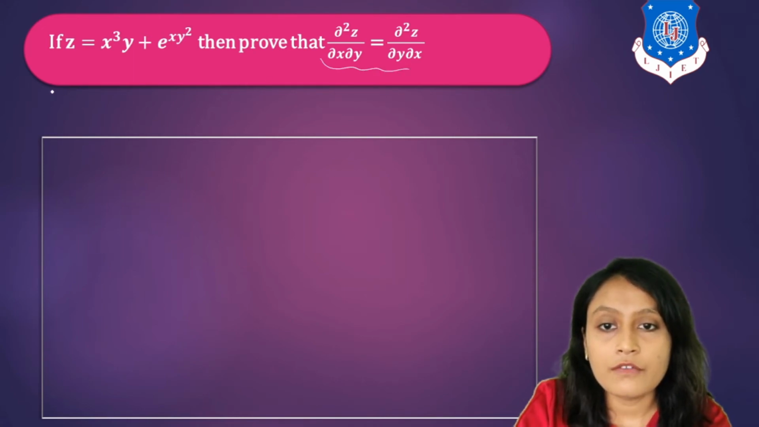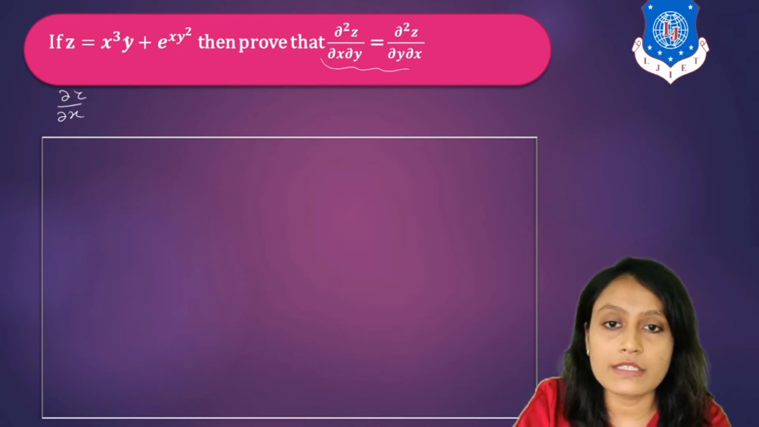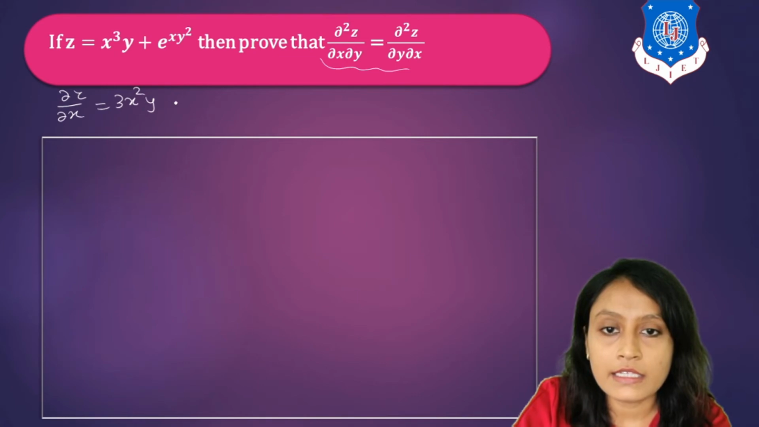Now firstly we will find del z by del x, the partial derivative of z with respect to x, and we will keep y as a constant. So this y is constant, means as it is, derivative of x cube is 3x square. So 3x square y plus, now derivative of e raised to x y square is e raised to x y square into, we will apply the chain rule, so you will get y square because derivative of x is 1 and y square is constant.